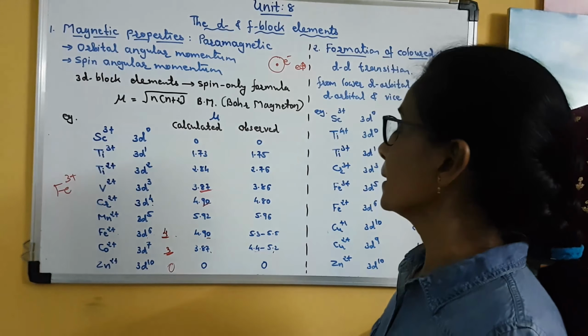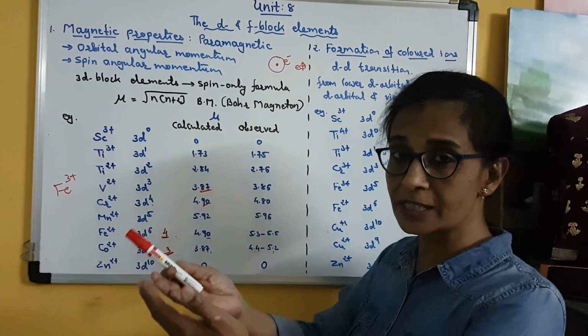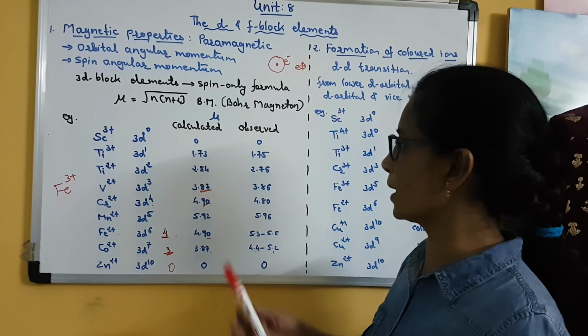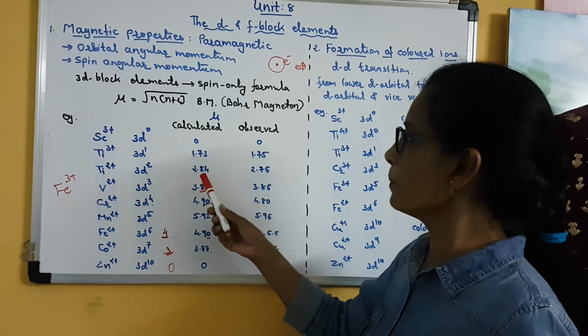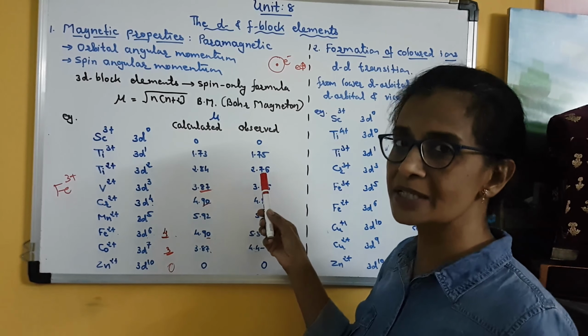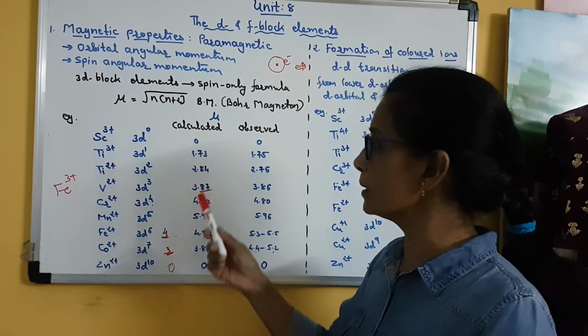Okay. Now if you compare these two values, you can realize that there is a slight difference in these values. Clear? Though the number of electrons is the same, for example for titanium 3 plus, the calculated value is 1.73, but the observed value is 1.75. So it is slightly higher than the calculated value. But if you see this Ti2 plus, the calculated value is 2.84, but the observed value is 2.76. It is slightly lower than the calculated value.